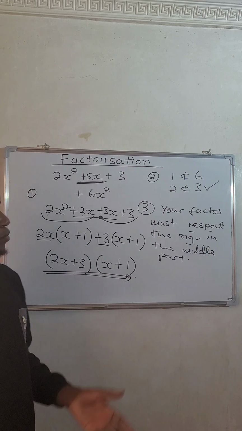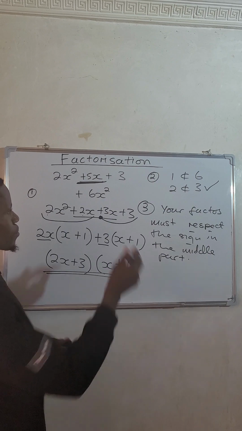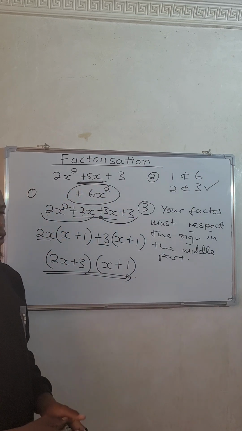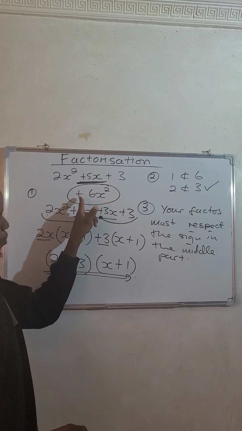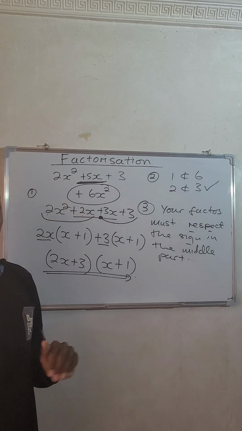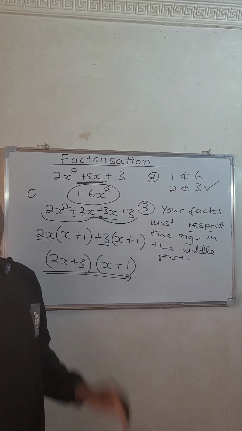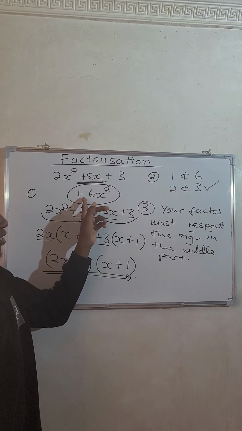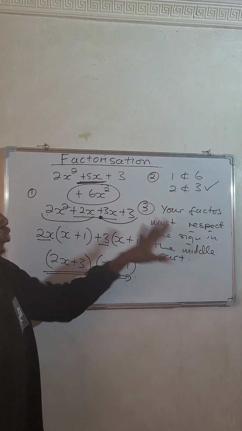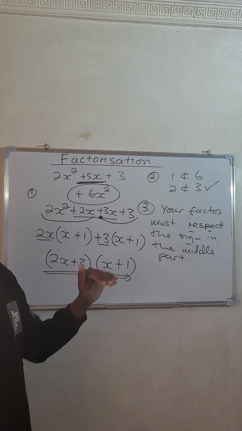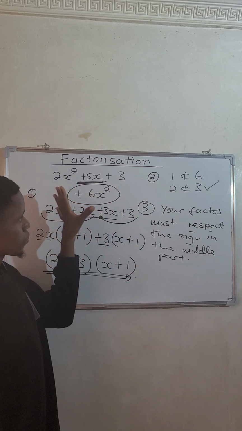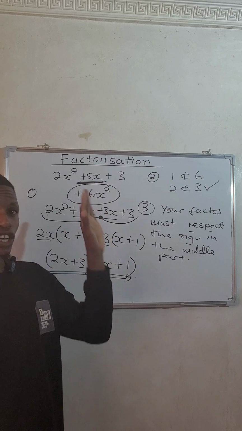Before I go, you will have to respect this part every time you try to factorize. Always respect this part, especially the sign here, because this sign determines how you are going to factorize, and it also controls how you are going to get your answer. If you see a positive sign, follow these rules, and you are going to get a correct answer. So this is how you solve a quadratic expression, that is, if you're trying to factorize it.